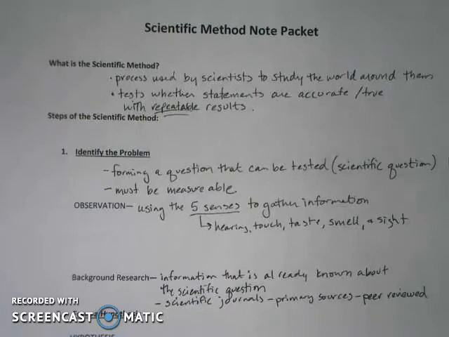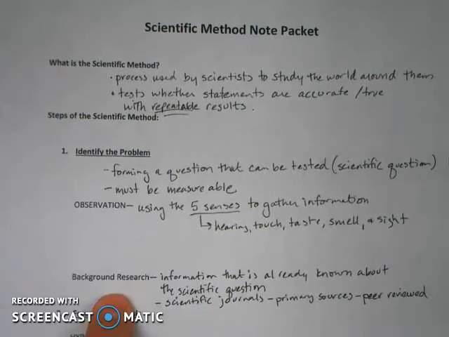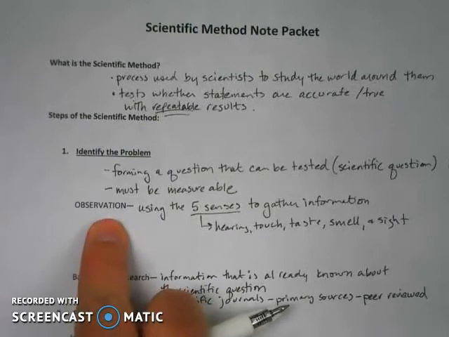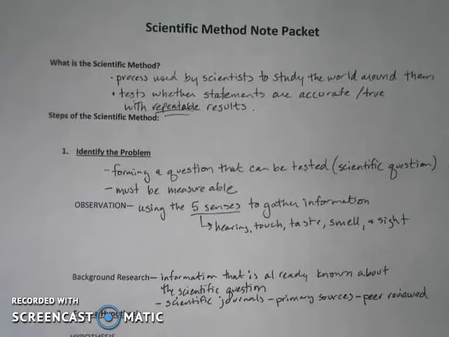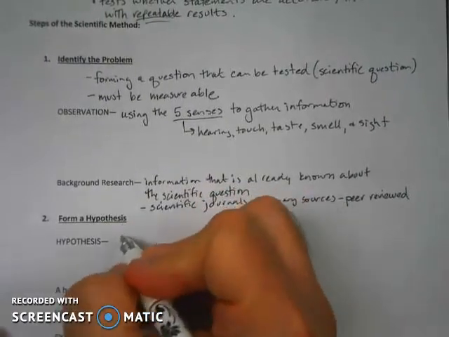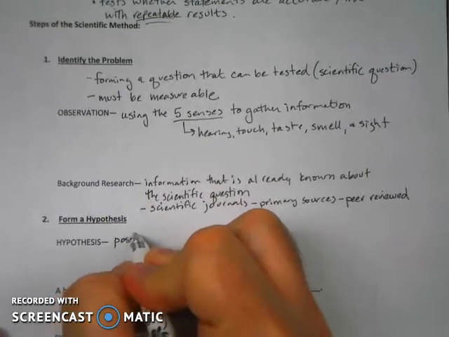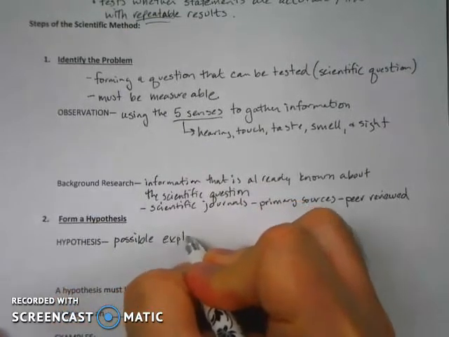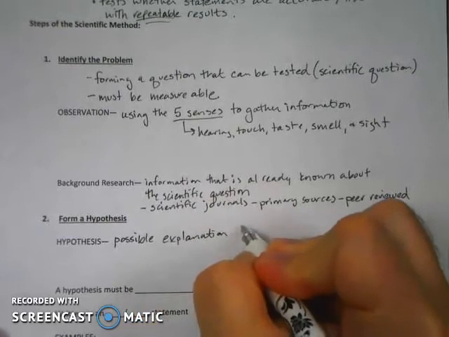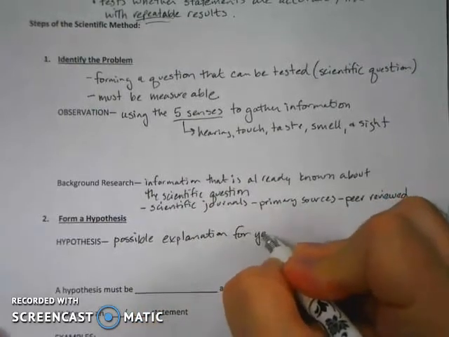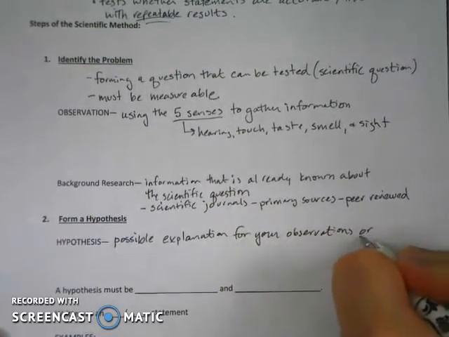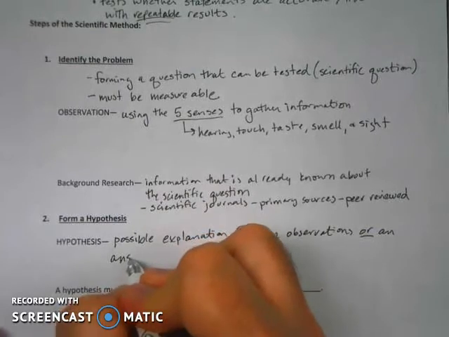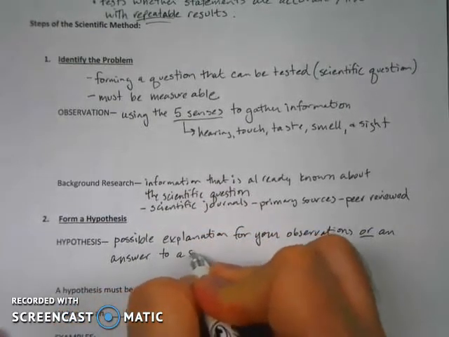So once you've done all of this, now we take all this information that we researched, we take our observations, and we formulate a hypothesis. A hypothesis is a possible explanation for your observations or an answer to a scientific question.